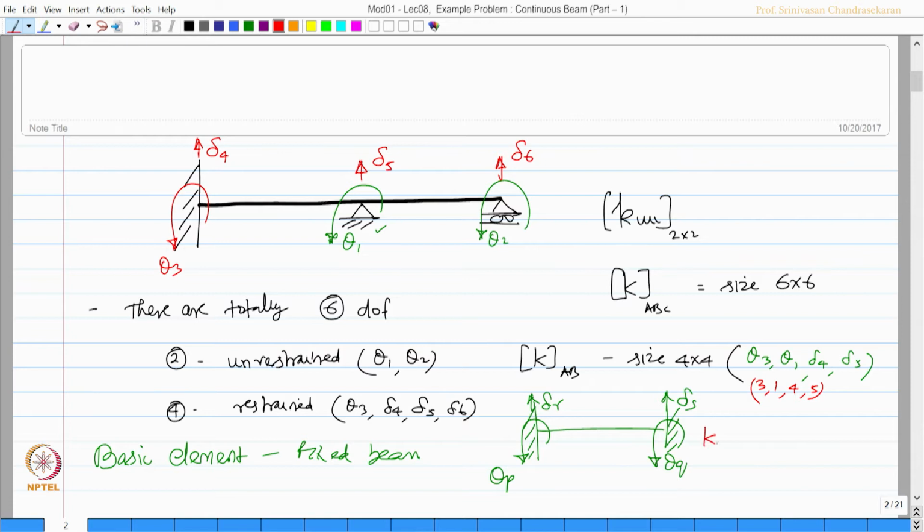Similarly, for KBC the labels will be 1, 2, 5 and 6. Please see the order: rotations and translations, rotations and translations, rotations and translations. Okay, that is how we have done.